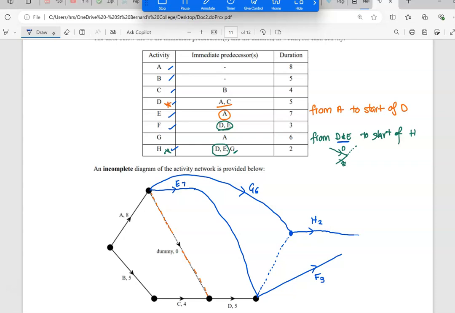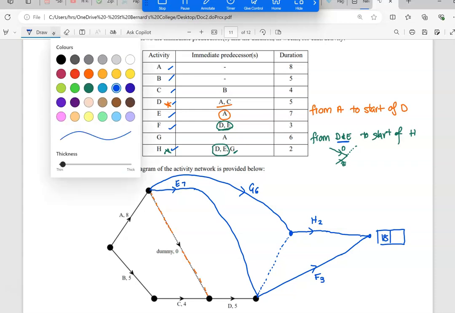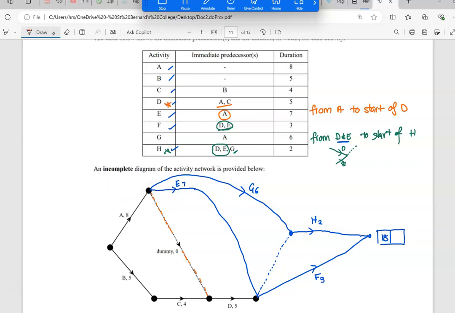Now these two are ending. They don't, so they go to the end, and I don't need to worry. They told me that this was 18 weeks. So off I go, and I can work backwards.